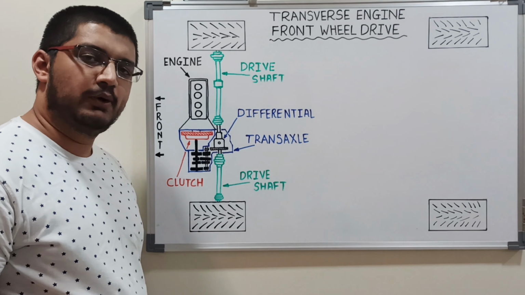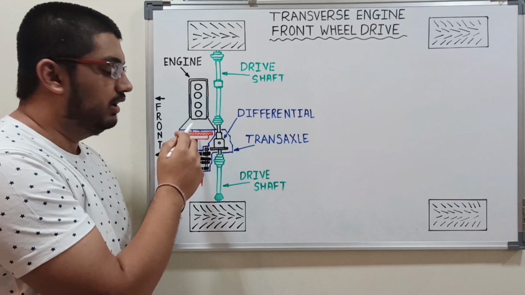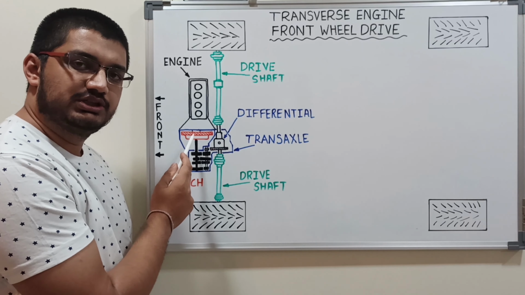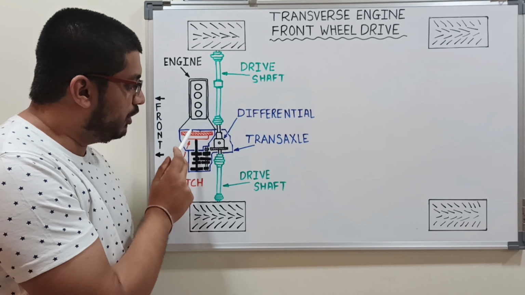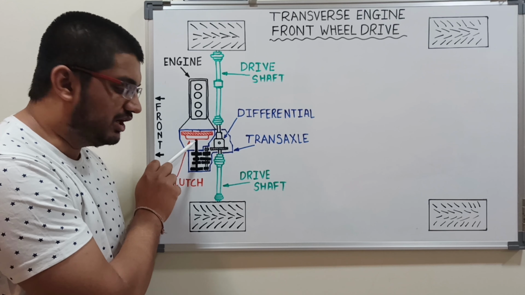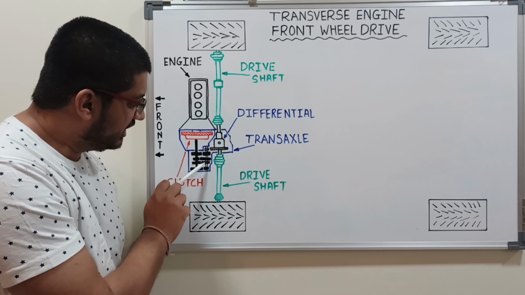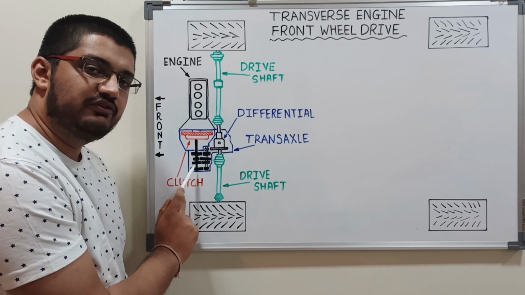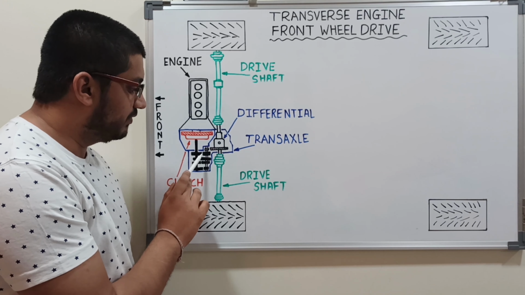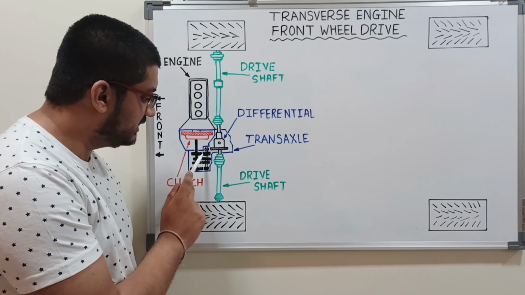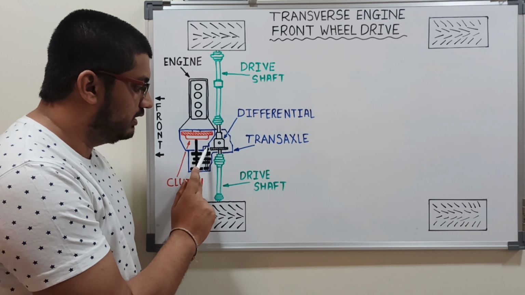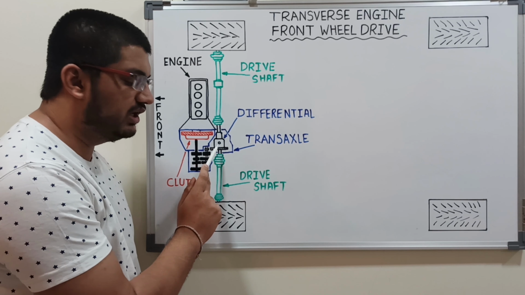So let us study the power flow now. The engine generates power. The crankshaft of the engine has a flywheel on it. The flywheel is connected to the clutch. When the clutch is engaged, the power moves forward from the engine shaft to the input shaft of the transaxle. This is the input shaft and the output shaft. There are gears between the input and output shaft. The construction we'll look at in the individual component video. Through the selected gears, any gear might be selected, the power moves forward to the output shaft where there is a final drive. This final drive is where the output goes to the differential.